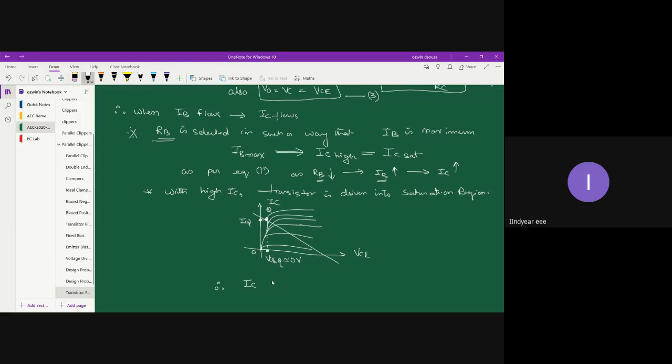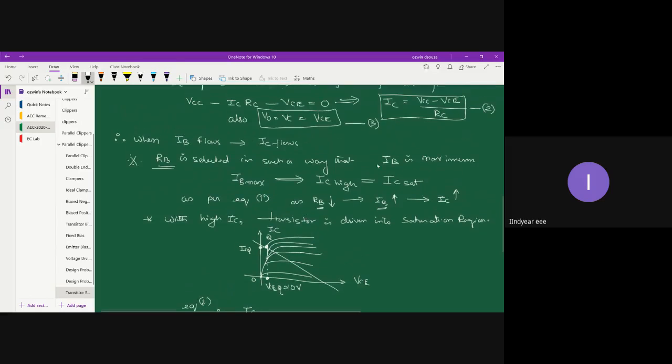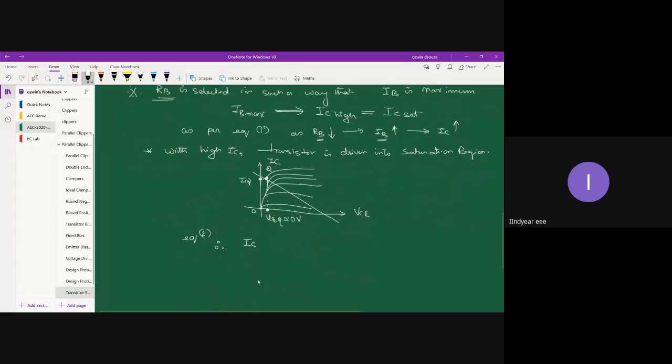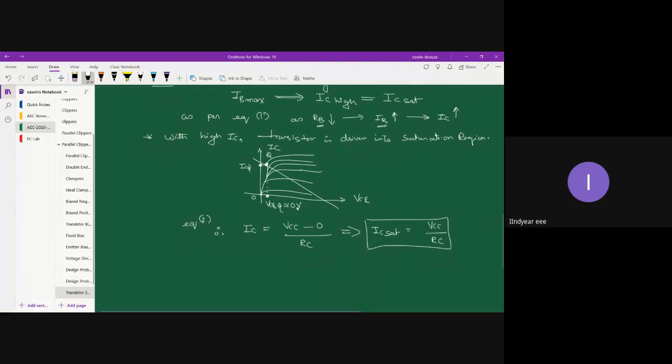Therefore, IC, that is equation 2. Go back to equation 2. Equation 2 says IC is equal to VCC minus VCE divided by RC. So IC can be written as VCC minus VCE, but VCE is very close to 0. So it is VCC minus 0 divided by RC. And that's the reason this IC can be taken as IC saturation. So IC saturation is VCC by RC. So current is maximum.